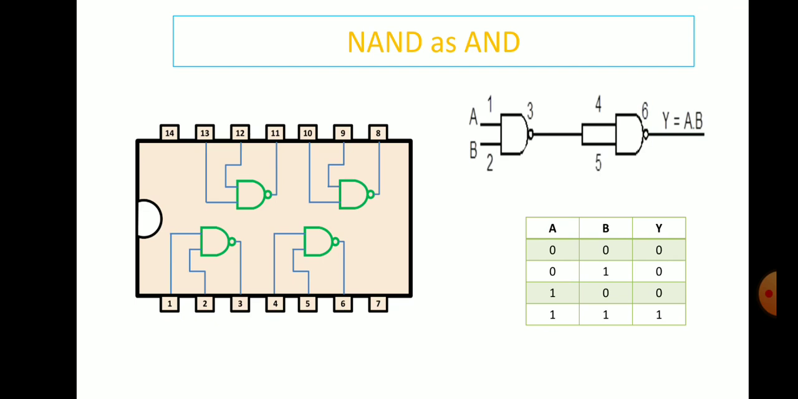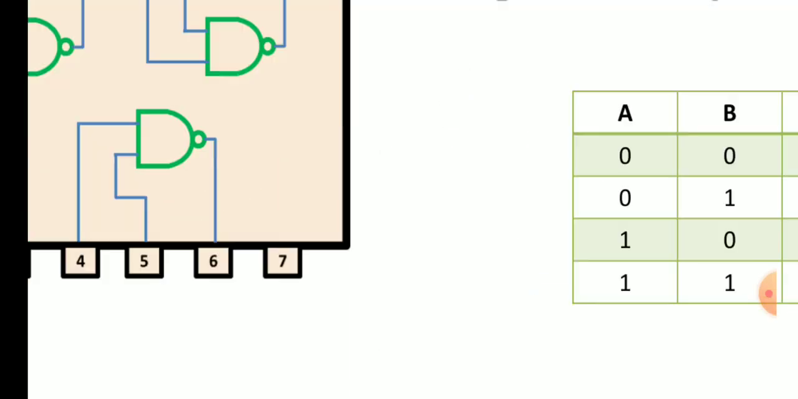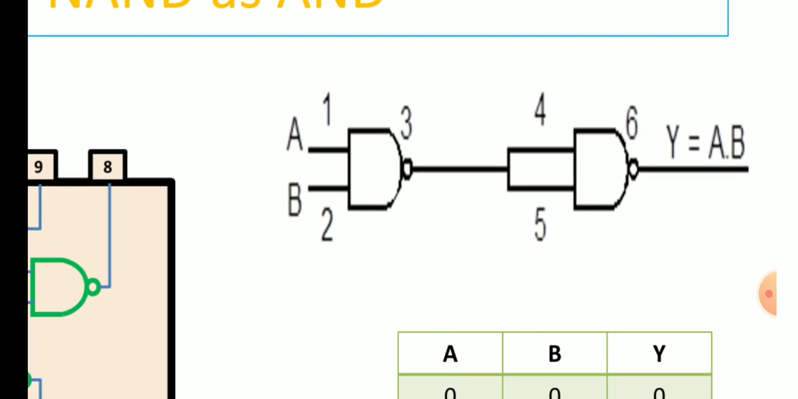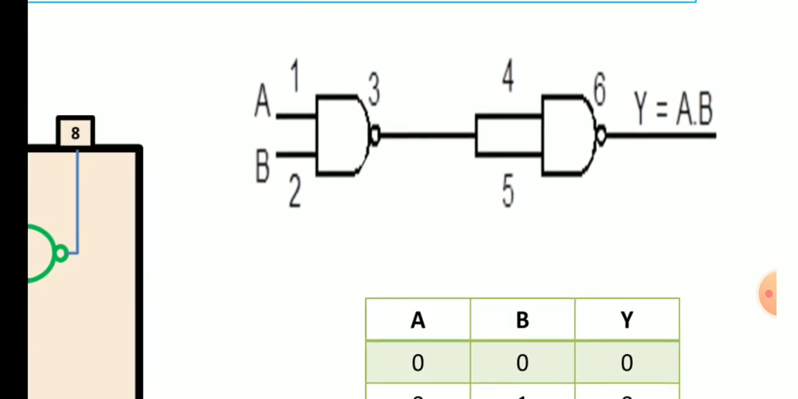Then we are going to construct an AND gate with the help of NAND gates. Looking at the circuit diagram, at pin number 1 and pin number 2 we provide the 2 inputs. From pin number 3 we take the output. Pins number 4 and 5 are interconnected and connected to the output of pin number 3. So 1 and 2 are inputs, 3 is the output, and the 3 output is fed to pins 4 and 5. From pin number 6 we take the final output. This is the circuit diagram.